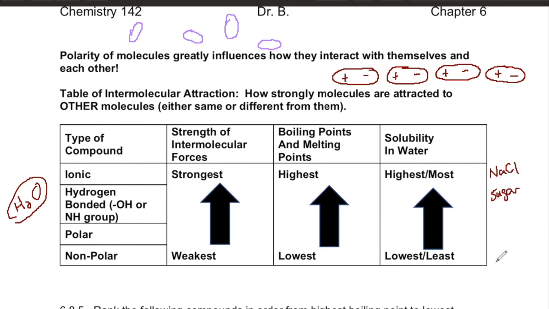Something that is nonpolar like oil or kerosene, hydrocarbons we mentioned, things with hydrogen and carbon only are nonpolar molecules. These will not dissolve very well in water because water does not want to interact with these as much as it wants to interact with itself. So it won't make room for these compounds to dissolve in it.